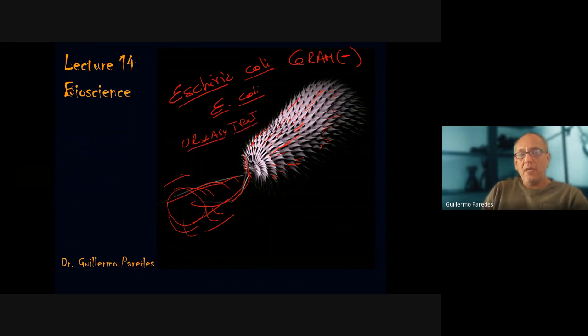Saying that, we have that the bacteria E. coli, gram negative, is the most common bacteria for UTI, the urinary tract infection. And we are going to understand all the details about that in a few moments. All right, so let's get started.